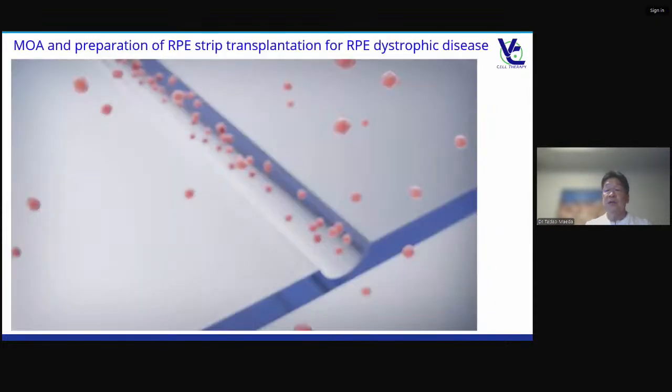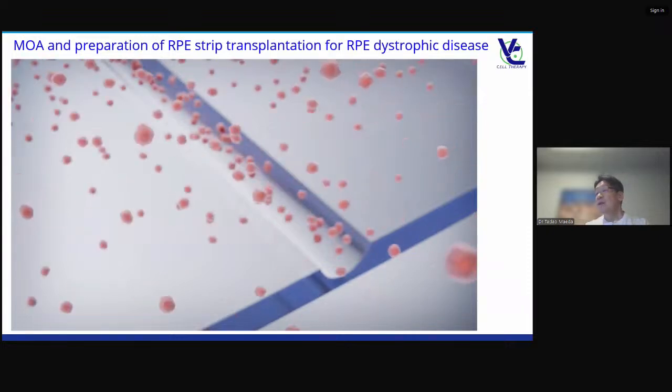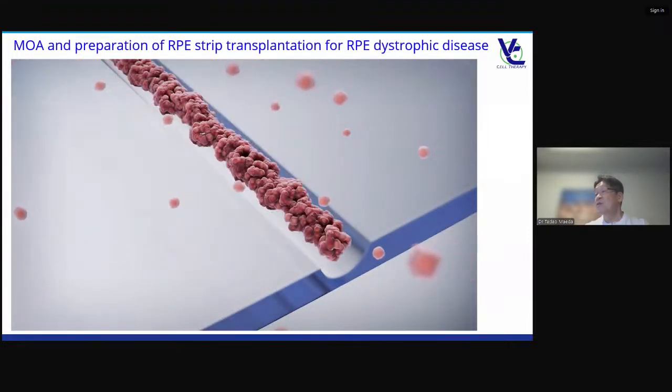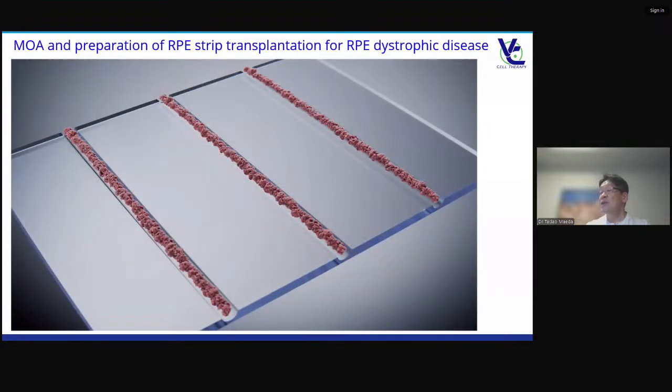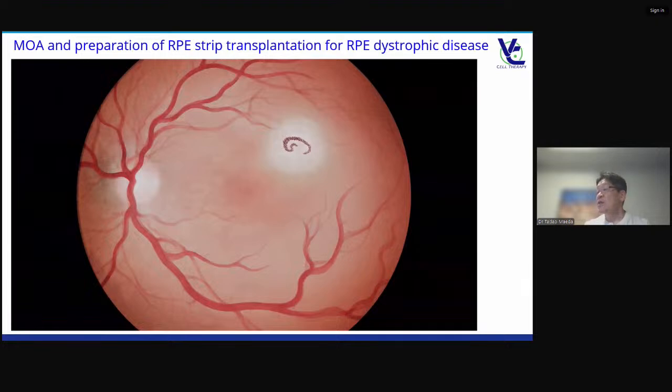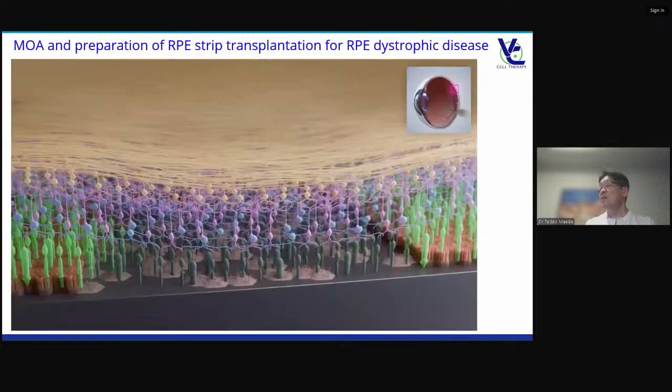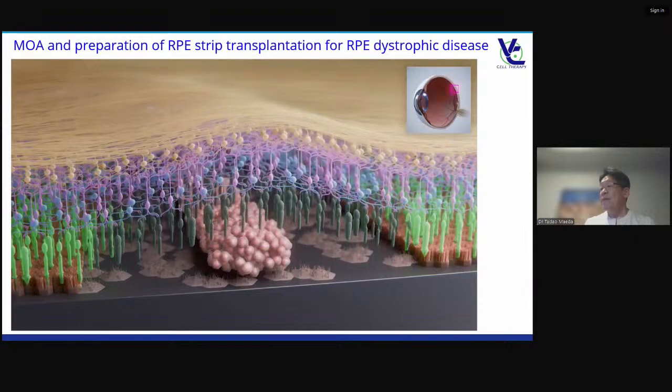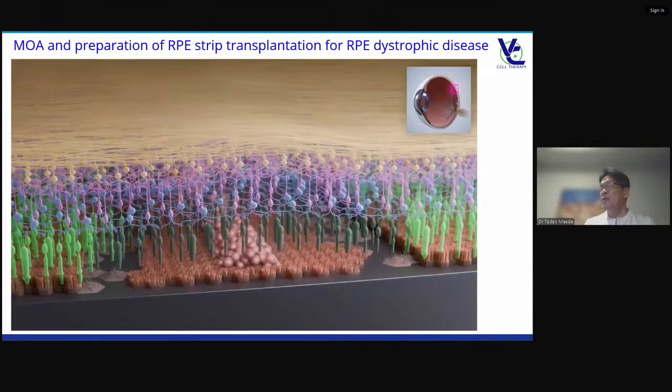So this movie shows the mode of action of RP cell strip. RP cells gathered as strips under the groove of a cell culture plate, and the RP cell strip is loaded in the cannula, then transplanted into the subretinal space. The transplanted RP cell strip is spread out, forming a monolayer like an RP sheet. Then the retina is revived after RP cell transplantation.